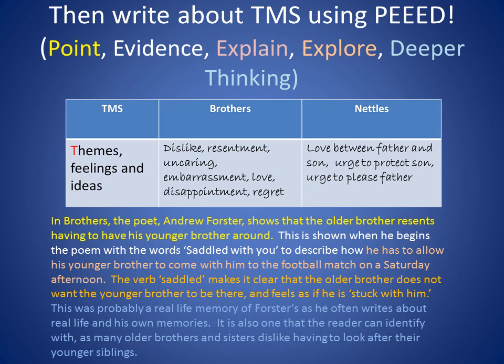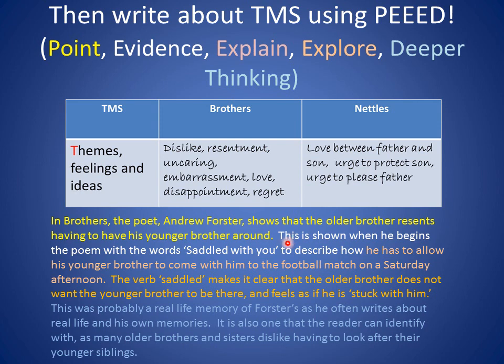Then we can write about the poems using TMS and PEED. So I've taken the first section of the table about themes, feelings and ideas, and I've chosen to write about how the older brother resents having his younger brother around. So here's my PEED, and it's all colour-coded, so my point is yellow. So in Brothers, the poet Andrew Forster shows that the older brother resents having to have his younger brother around.